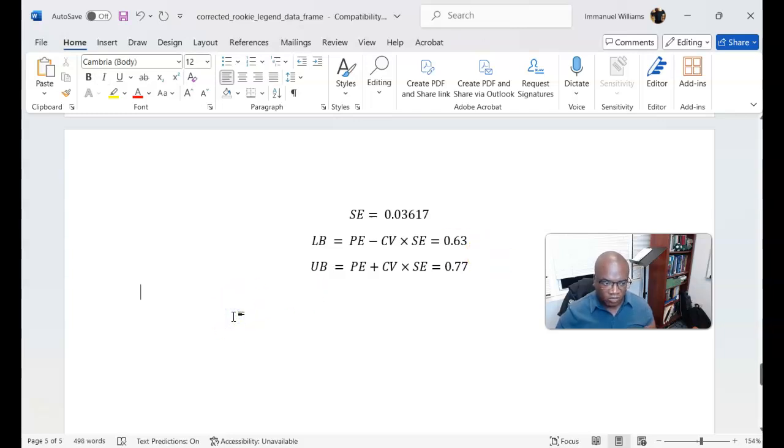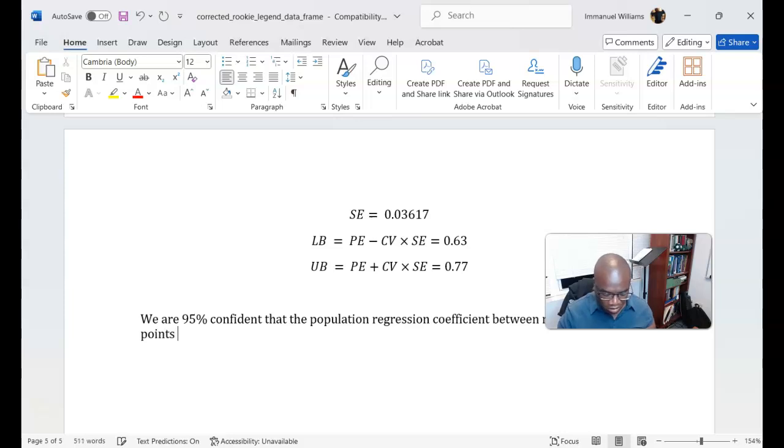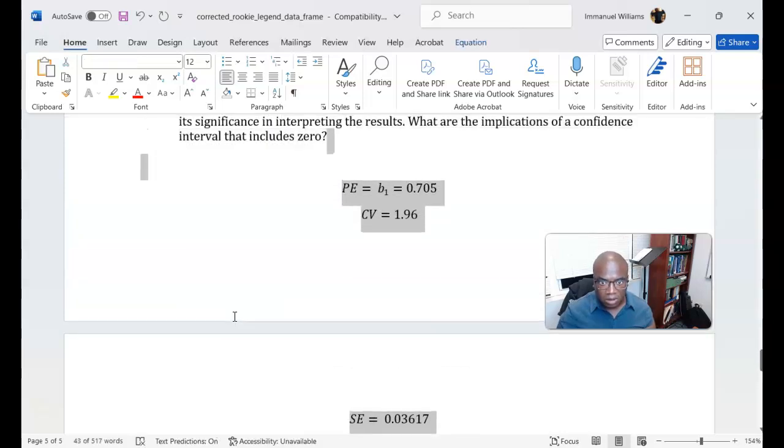Okay, so how would we interpret this value? We are 95% confident that the population regression coefficient between minutes played and points scored is between 0.63 and 0.77.